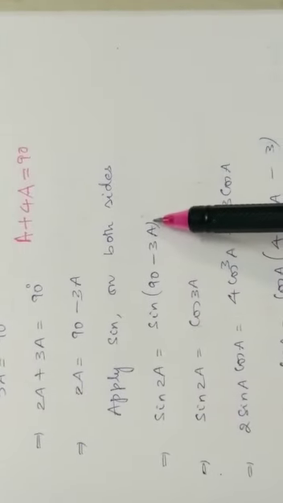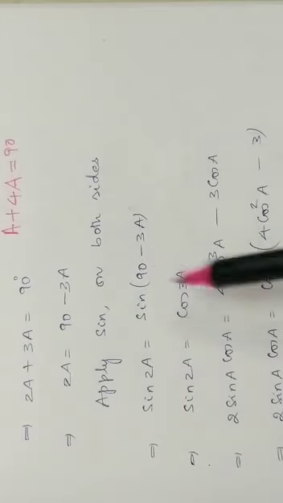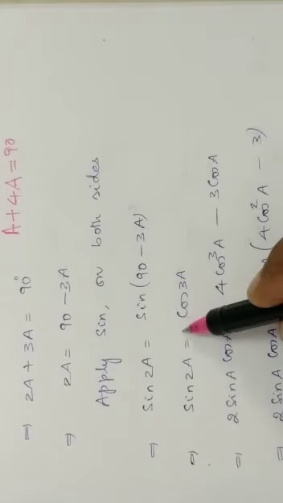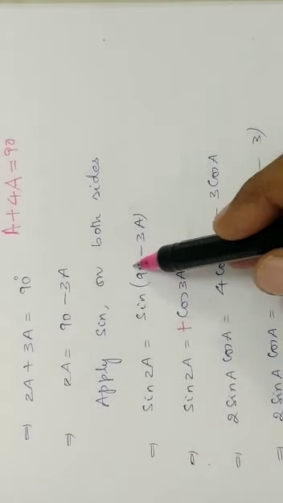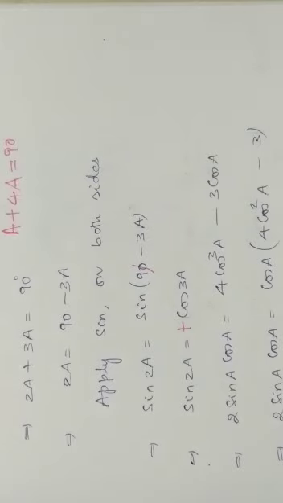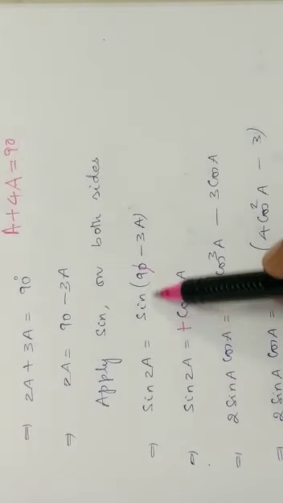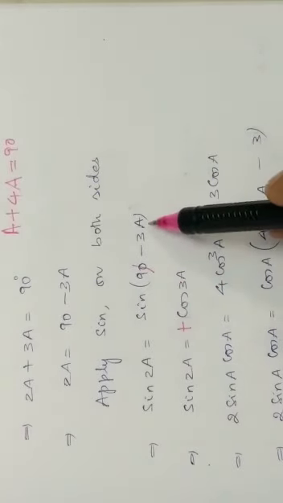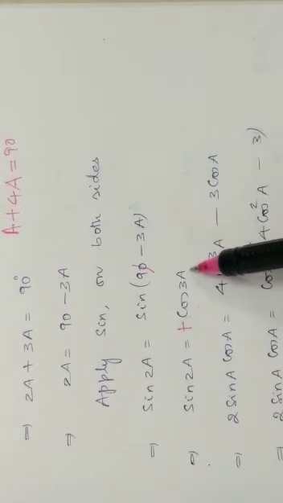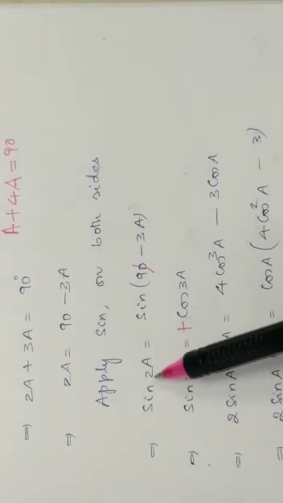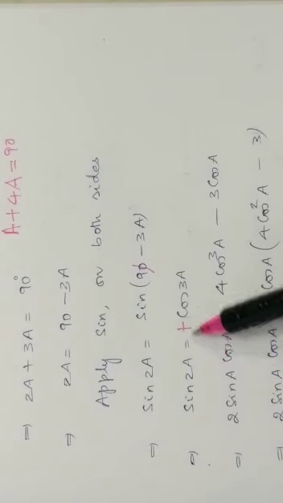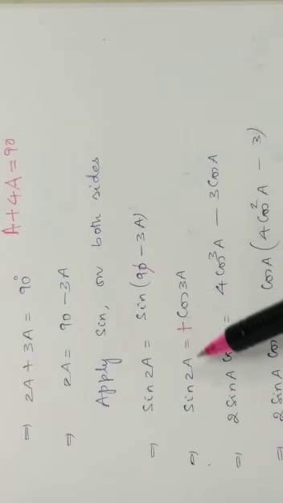Sine 90 minus theta. 90 minus comes in first quadrant. In first quadrant, all are positive. So, plus, remove 0, 9. 9 is odd. So, sine becomes cos. Cos, what is the theta here? 3A. Sine 2A equal to cos 3A.